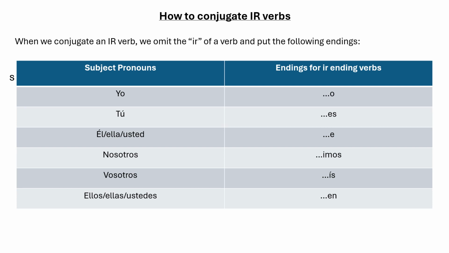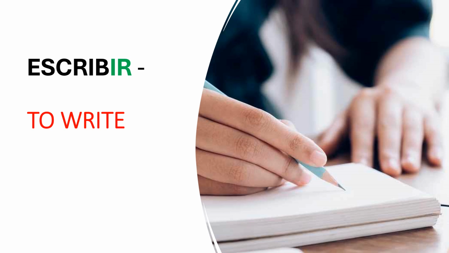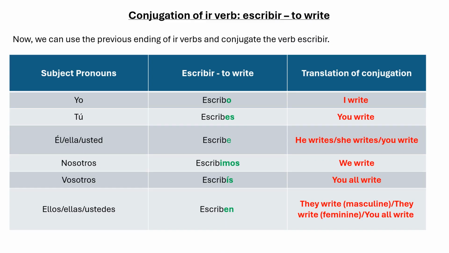So let's continue and let's see an IR ending verb. So let's see a verb which ends in an IR, for example. This verb is escribir, which means to write. Okay, IR ending verb, so the ending has been written in green. Now let's see how we can conjugate this verb, looking at the endings which we just covered. Make sure you're copying everything neatly in your notebook so you can refer to them.